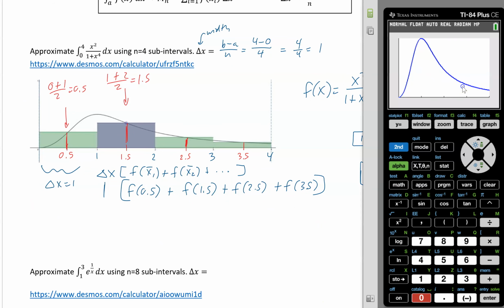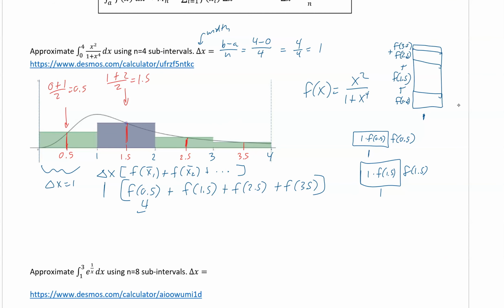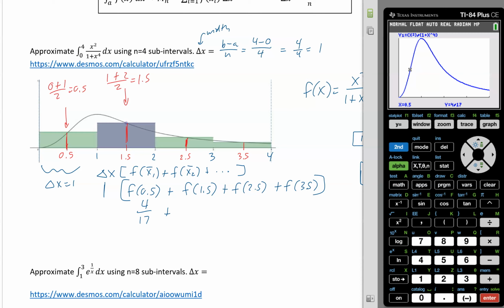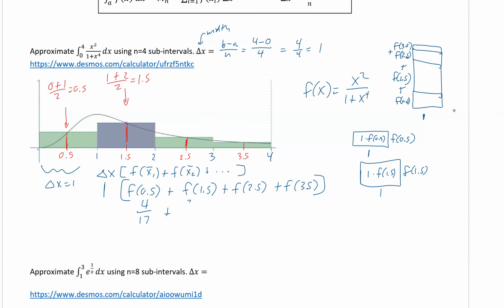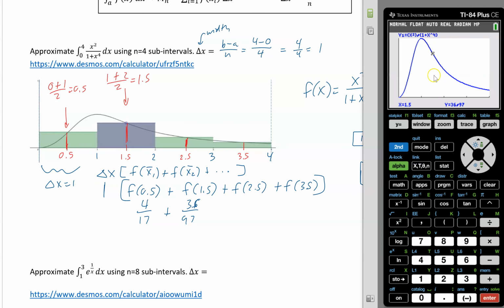So the first way is to just actually plug these into your calculator and write them all down. So we've already got our graph. If you just go trace, and then our first x-coordinate is 0.5, you get 4/17. So you write that down. And you go back into your calculator and you do the same thing, trace 1.5, and you write it down, 36/97. Now this is going to take a while, and the nice thing about doing it this way though is you're actually seeing that that's the height at that point. It's right in the midpoint, it's giving the height.